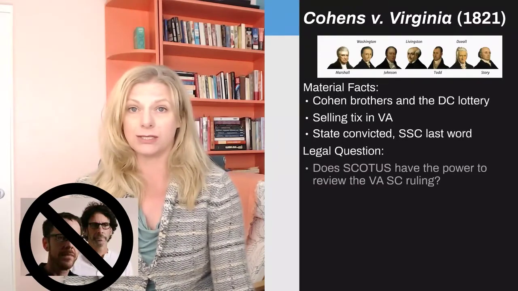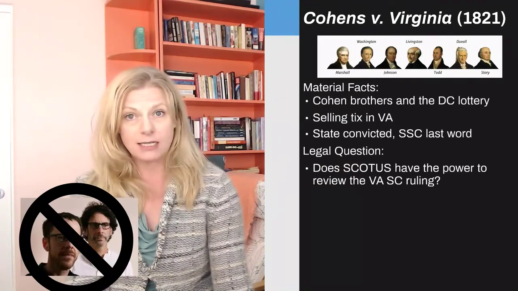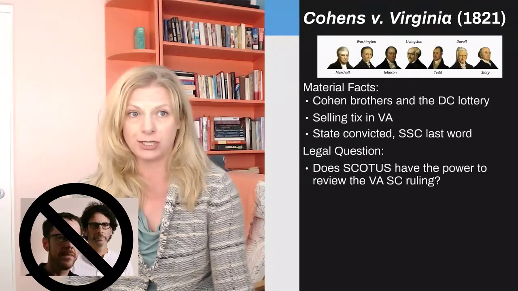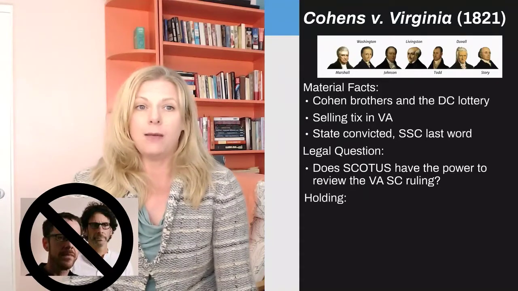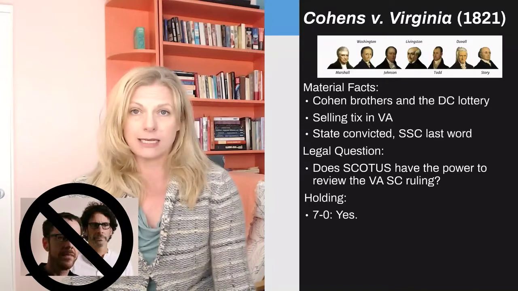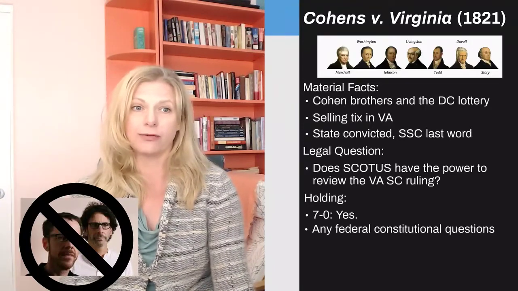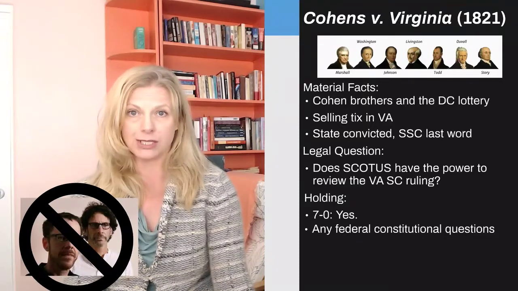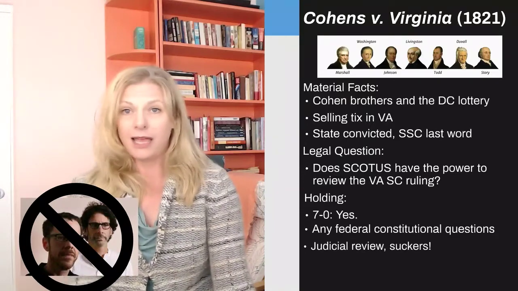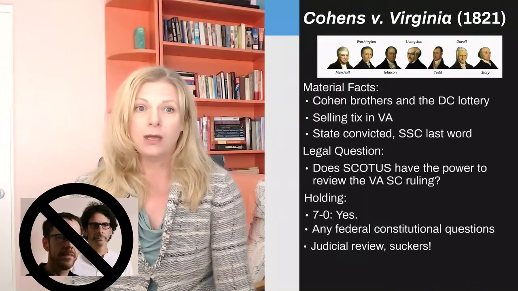So the legal question to the Supreme Court was twofold. The interesting part of the case is this question: does the Supreme Court have the power to review Virginia's ruling? And the holding was unanimous, a 7-0 decision, and the court said yes. That the Supreme Court has jurisdiction over any federal constitutional questions, even those that arise in state courts. And this is just the reassertion of judicial review.